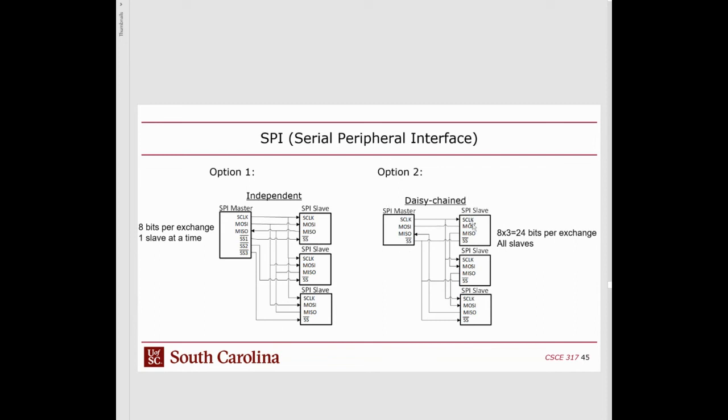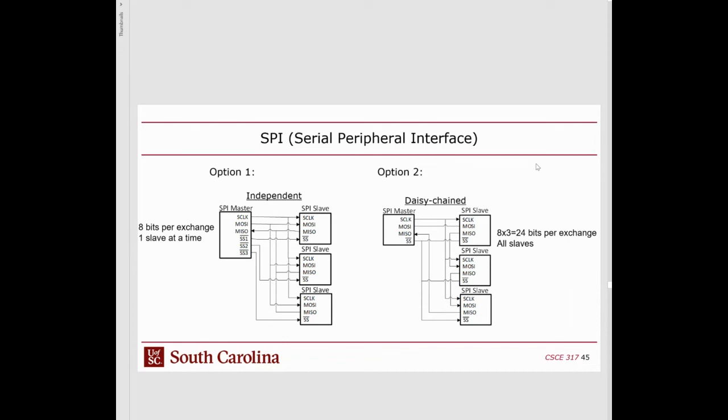The daisy chained approach is where the SCLK again is connected to all the slaves. There's only one SS, also connected to all the slaves. But the MOSI coming out of the master goes into the MOSI of the first slave, and then its MISO feeds into the MOSI of the next slave, and then its MISO feeds into the MOSI of the next slave, and then finally the MISO of the last slave connects back to the MISO of the master. So basically you just create a ring, essentially.